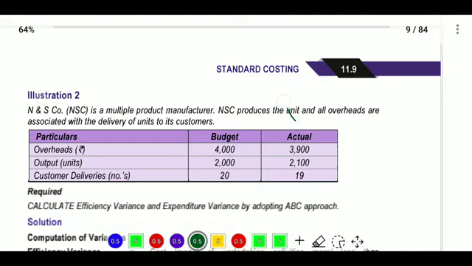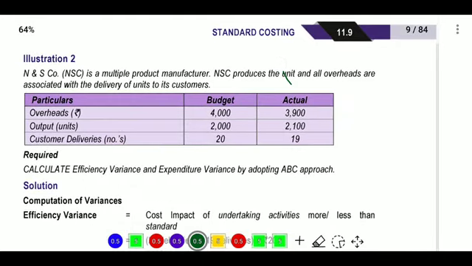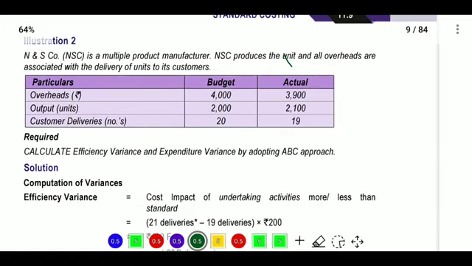Next, we will see illustration number 2. In illustration number 2, they provide NSC, a multiple product manufacturer. NSC produces units and all overheads are associated with the delivery of units to its customers. Next, particulars, budget, actual. Overheads budget was 4000, actual was 3900. Output budget was 2000, actual output was 2100. Customer deliveries were 20 and 19.